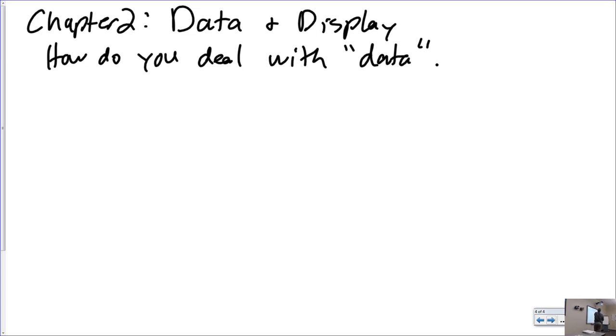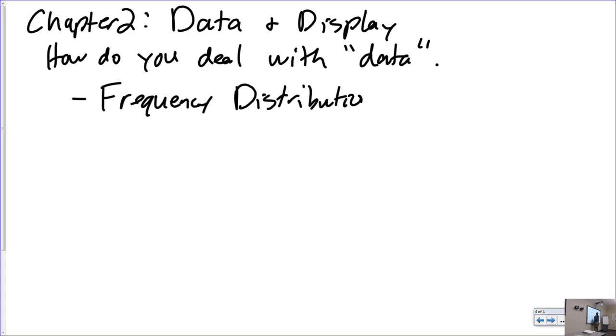But regardless, let's sort of start at the basics, all right? So frequency distributions are sort of the basics, all right?